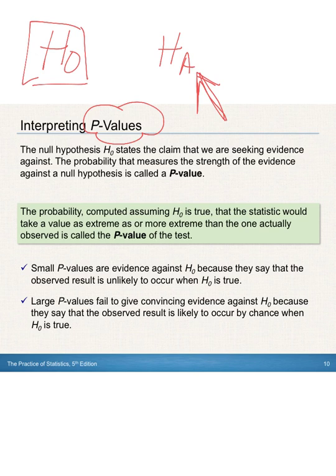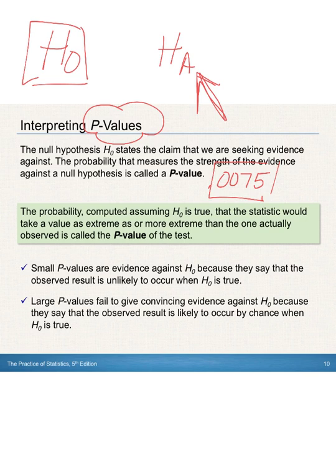In our previous free throw percentage example, our p-value was 0.0075. There was a less than 1% chance that by chance alone, a 64% free throw shooting would happen with an 80% free throw shooter. That's a pretty small number. So that's pretty strong evidence against the claim that they're an 80% shooter. The probability computed, assuming the null hypothesis is true, that the statistic would take a value as extreme as or more extreme than the one actually observed is called the p-value.